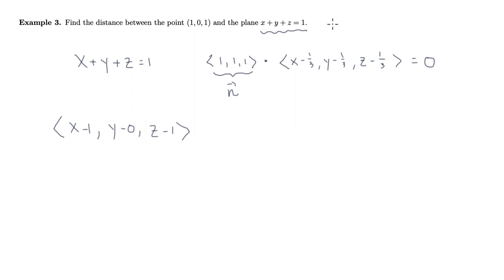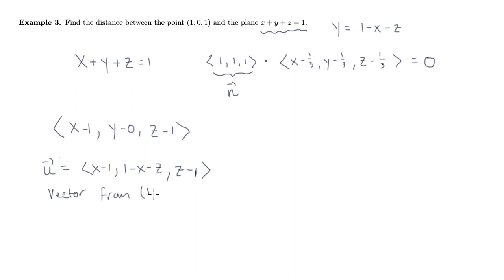And so what we can do is solve for y. So y is equal to 1 minus x minus z. And so actually, I can take this vector u to be (x minus 1, 1 minus x minus z, z minus 1). And this will be a vector from (1, 0, 1) to the plane.